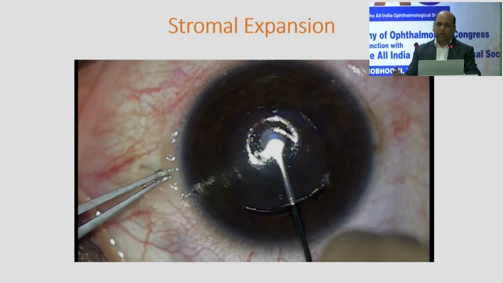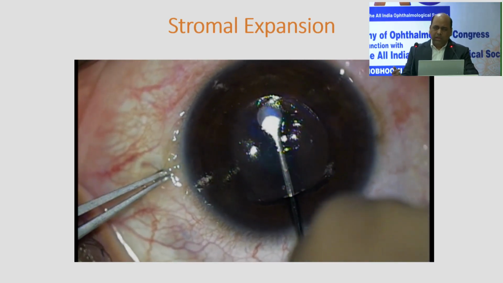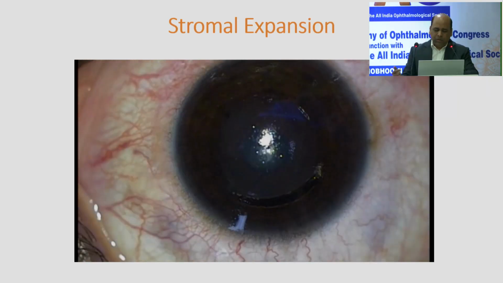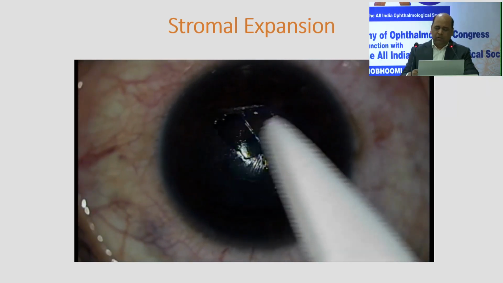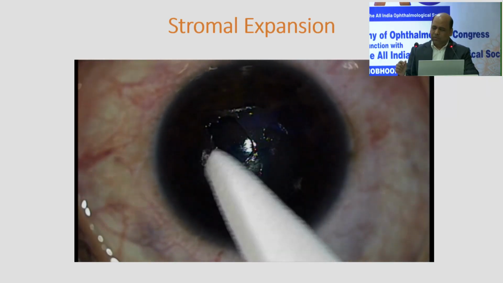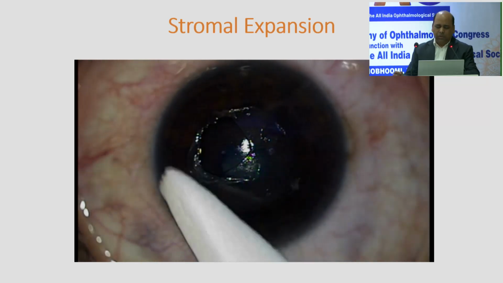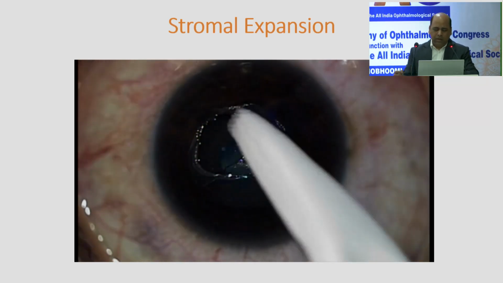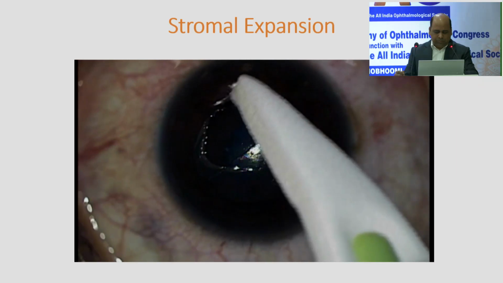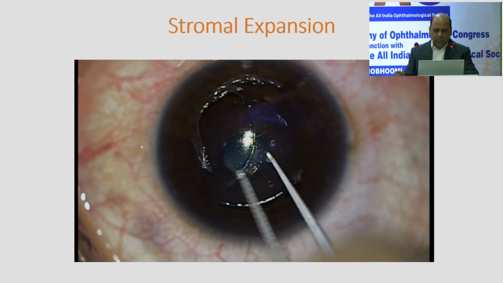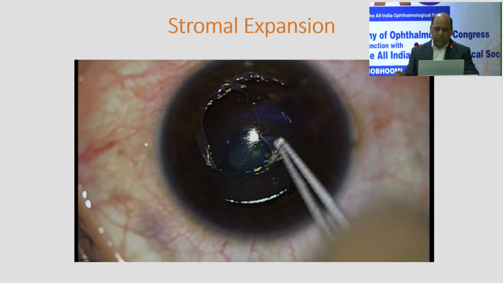Now the next goal is to do the cross-linking in such cases. Once it's done, you can gently peel off the epithelium because the tissue is very soggy. You can remove it with a simple sponge. You don't need to use a knife. You can see how easily it is coming out.